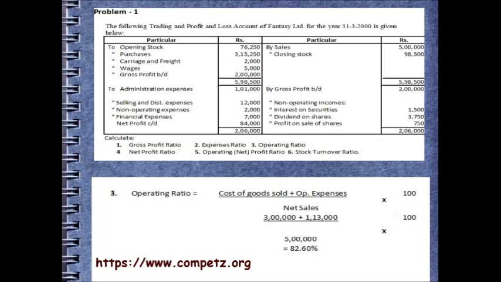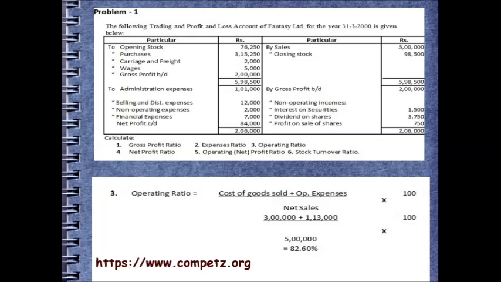Then friends, your third ratio to calculate is your operating ratio. Operating ratio, the formula is cost of goods sold, COGS, plus your operating expenses divided by net sales multiplied by 100. So your cost of goods sold, and the cost of goods sold, there is a formula.